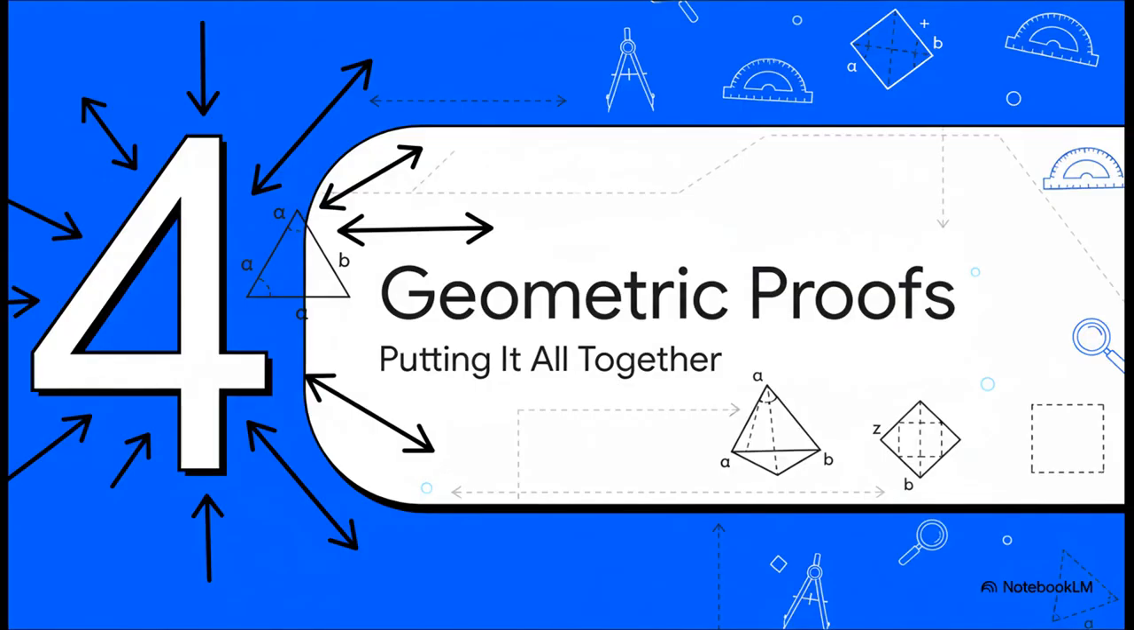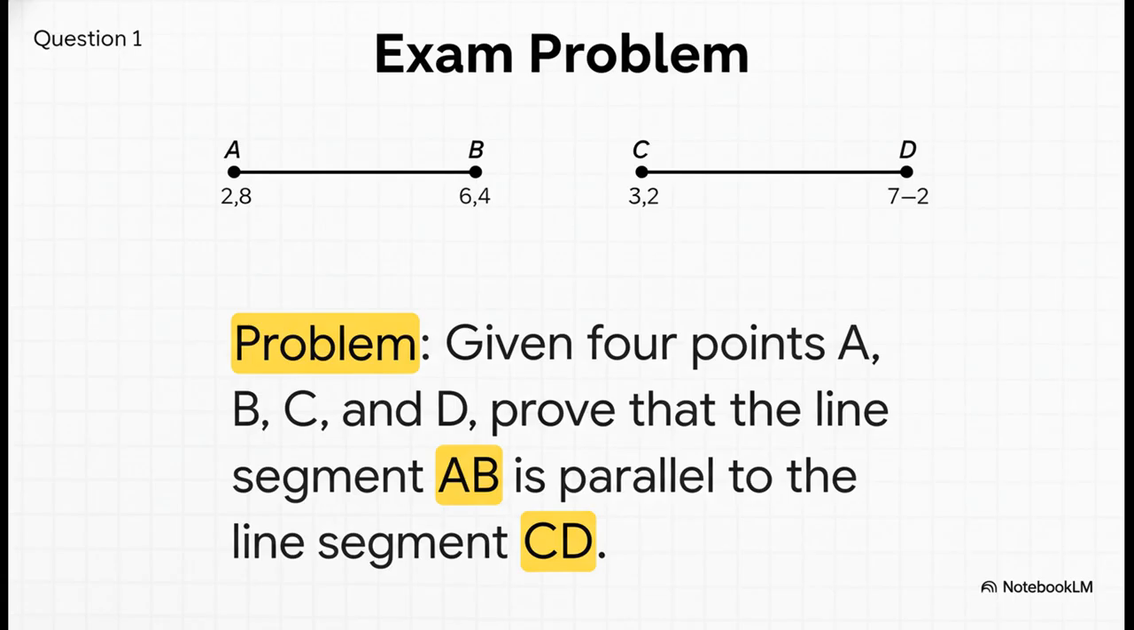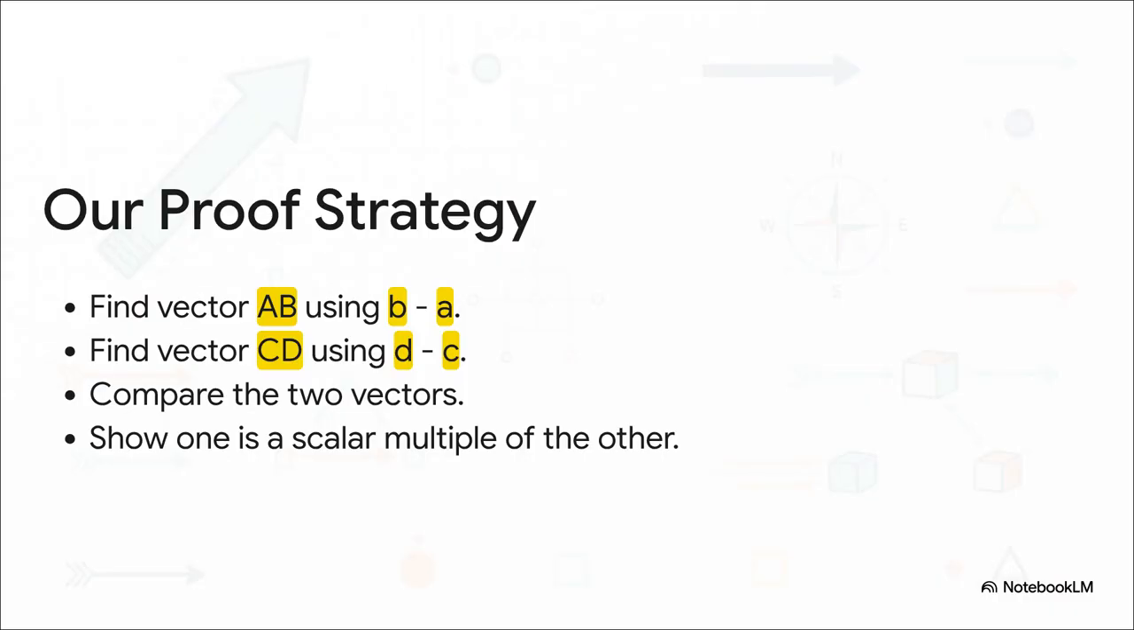And now for the main event. This is a massive part of the G25 specification. Geometric proofs. This is where we pull every single skill we've just talked about together to prove things about shapes. It's a classic higher tier question, so let's make sure we nail it. So here we go, a classic exam problem. You're given 4 points, and you're asked to prove that the line connecting A and B is parallel to the line connecting C and D. Now, it might look a bit intimidating at first, but trust me, if we just follow a clear strategy, it's totally manageable. The most important thing here is to have a clear game plan and not to panic.